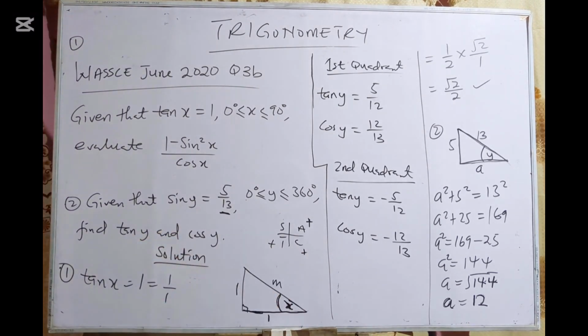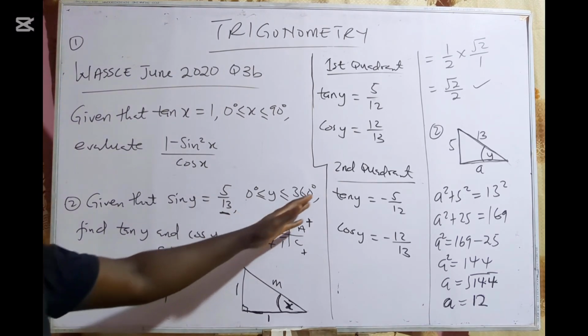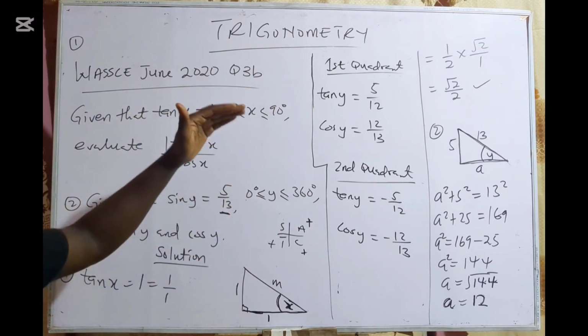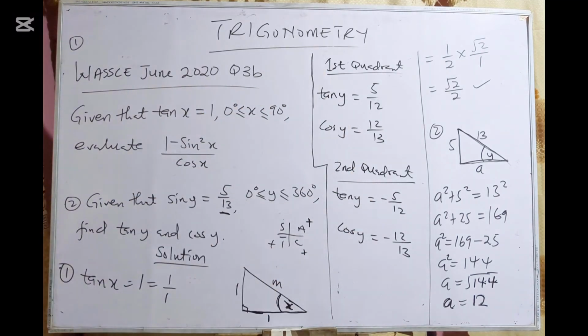Alright, I believe this is understood. Okay, so very simple to solve. So when you are given a question and you are asked for the general angle from 0 to 360, then that is how you are going to solve it.